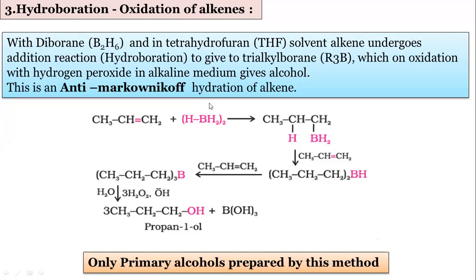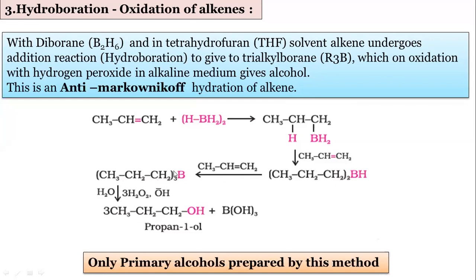So note one thing, the hydroboration reaction takes place according to the anti-Markovnikov's rule, and one important thing is that only primary alcohols are prepared by this method. We can't prepare secondary and tertiary alcohols. See, first, in B2H6, hydrogen is added here and BH2 is added. Again, a second molecule of alkene is added, and we get (CH3CH2CH2)2BH. If the third molecule is added, we get (CH3CH2CH2)3B. It means trialkylborane is formed here.